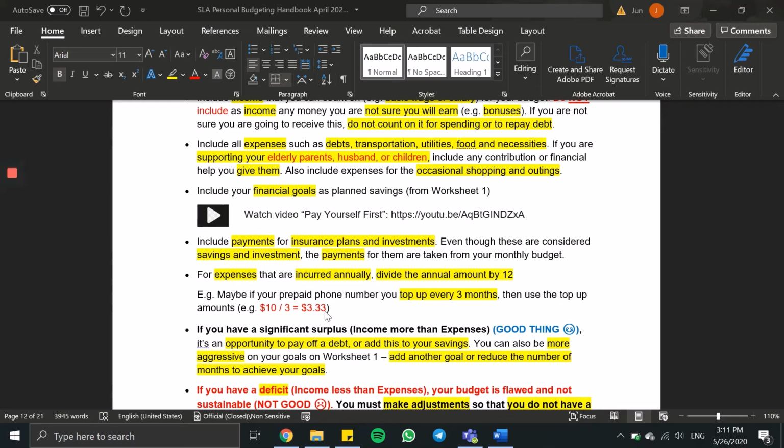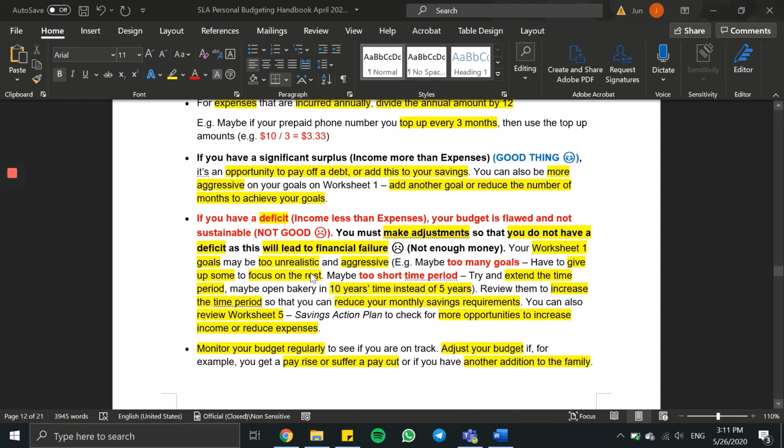phone number. So if you have a budget surplus, that means your income is more than your expenses, which is a good thing, since you have an opportunity to pay off any debt or to add on to your savings. You can also be more aggressive in your goals in Worksheet 1. You can add another goal or you can reduce the number of months to achieve your goals.